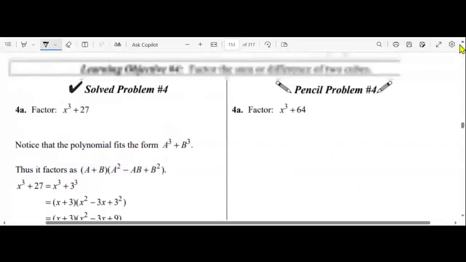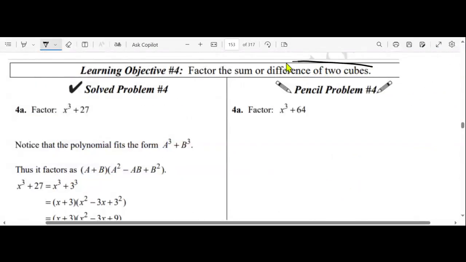Now we're going to go to difference of what? Difference of 2 cubes. How did I know it's cube? 64 is what by what by what? 4. 4 to the power of what? 3. Very good. So I have x cubed plus 4 to the power of 3.